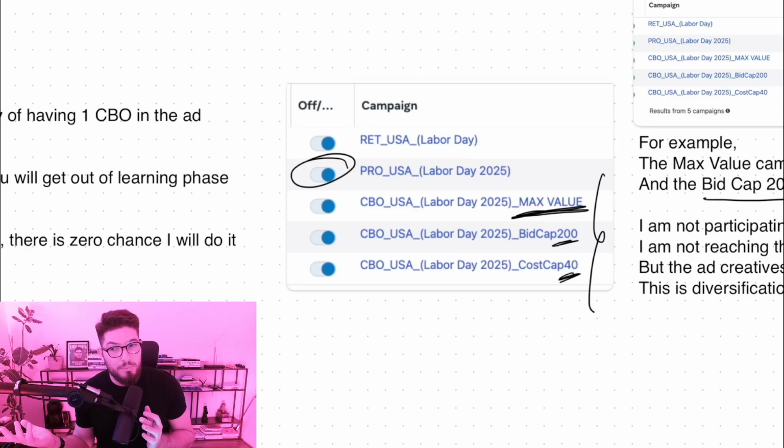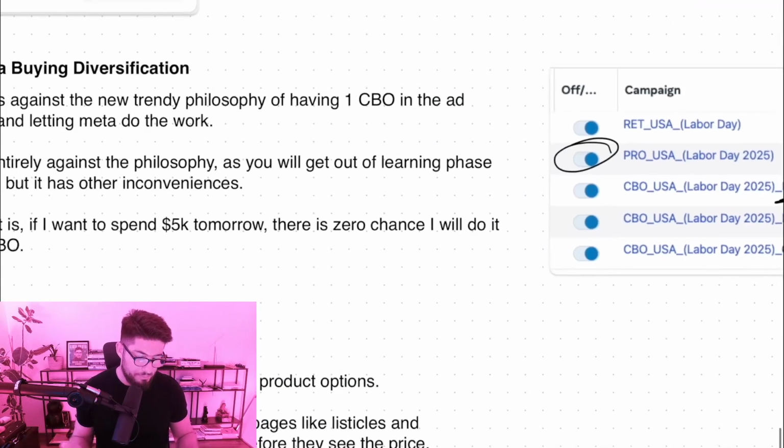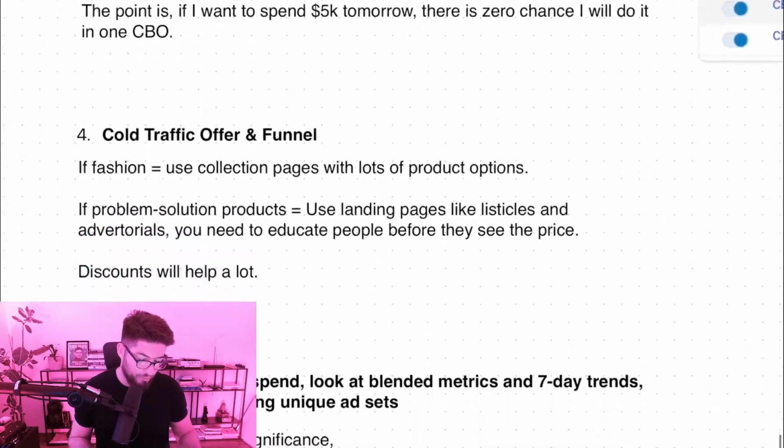If things are very competitive or things are not very competitive, having a diversified ad account allows me to adapt to the auction dynamics, to the level of competition. August is very different from September. So you need to know these patterns to adapt to it and not be a victim of it.